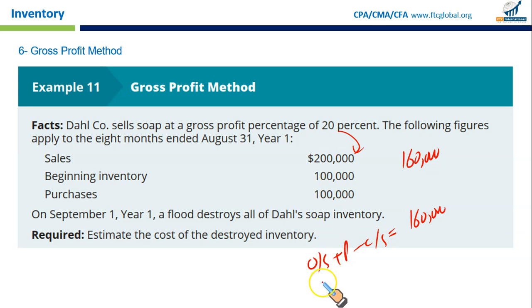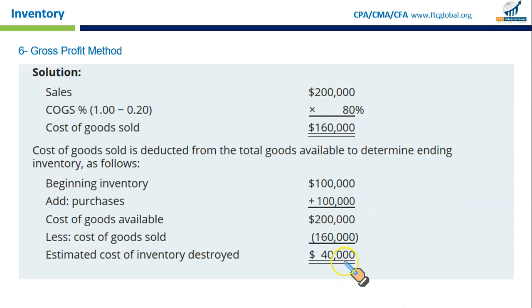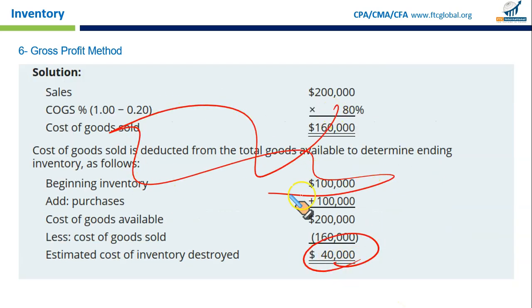Do we have the opening stock? Yes, 100K. Do we have the purchases? Yes, 100K. Do we have the closing stock? No. So just make closing stock the subject of the equation. If closing stock is brought here, then it will be 100, 200, less 160,000. Closing stock, 40,000. It's as simple as that. This is how the book does it. It's too long. Just the simple calculation I've shown is sufficient to find the number.